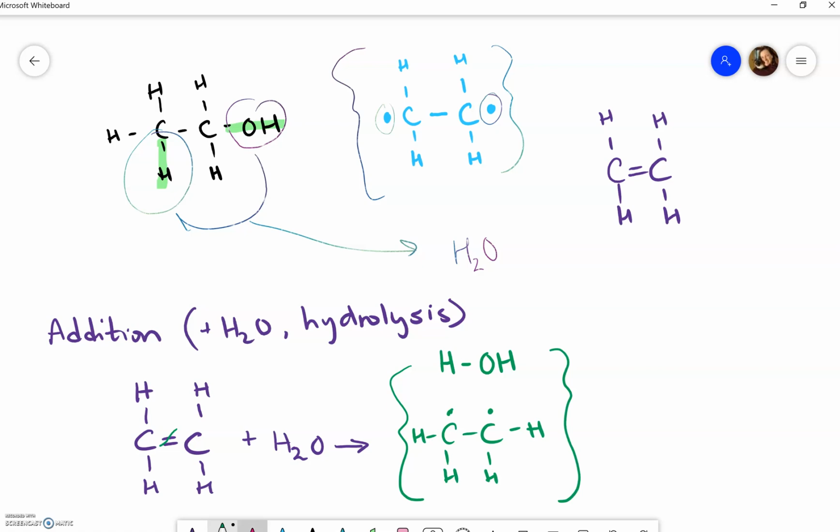And what happens is when that bond breaks apart, that radical gets a hydrogen and that radical gets a hydroxyl group, and we form our ethanol, C, C, H, H, H, H, and OH.